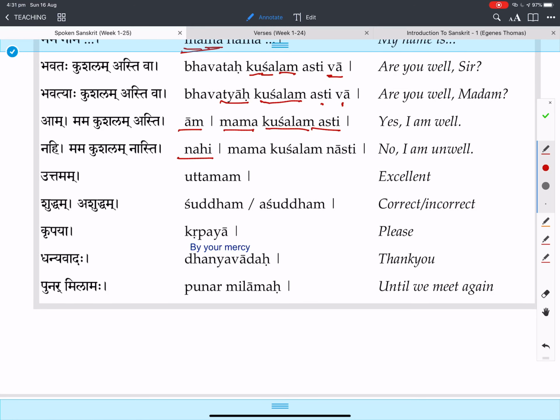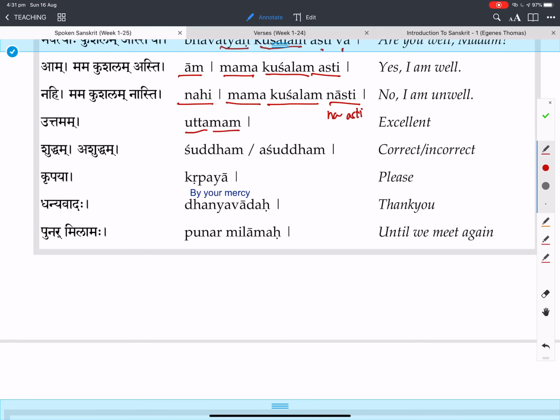Nahi. Mama Kushalam Nasti. That's together Na Asti. So you put this together, you have Nasti. Then why don't they put Na Asti? Because it's easier to say Nasti. Takes more energy. I'm already tired saying Na Asti, whereas if I say Nasti, it's so natural.